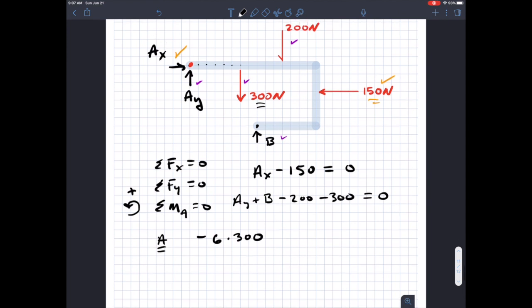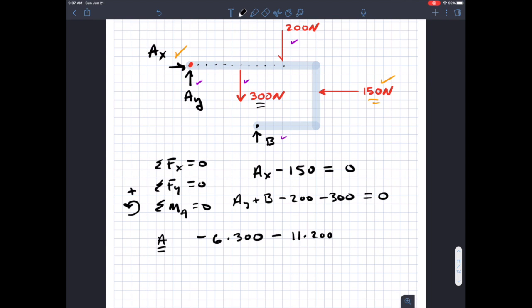Now let's look at the 200 Newton force. The moment arm is 1, 2, 3, 4, 5, 6, 7, 8, 9, 10, 11. So that's 11 times 200. And again, it's clockwise, so we need a minus sign.